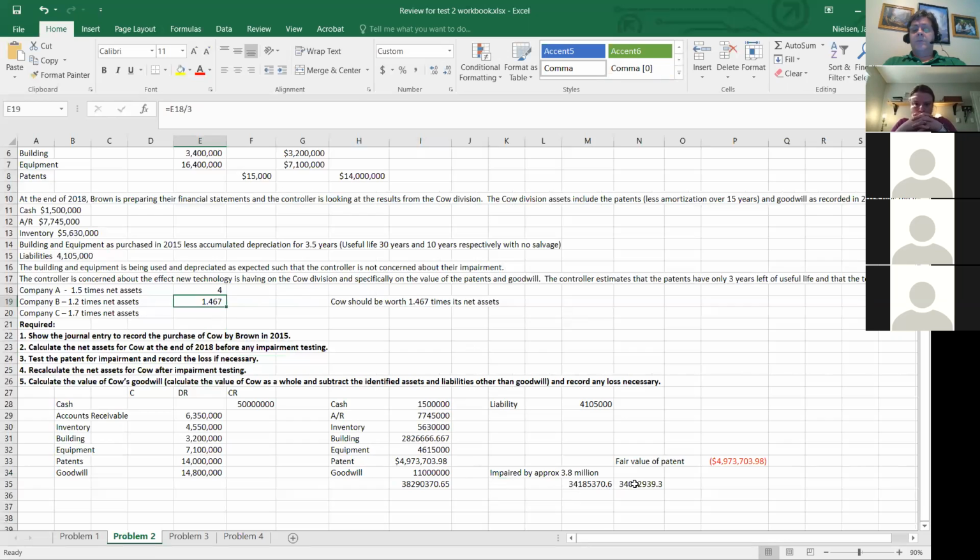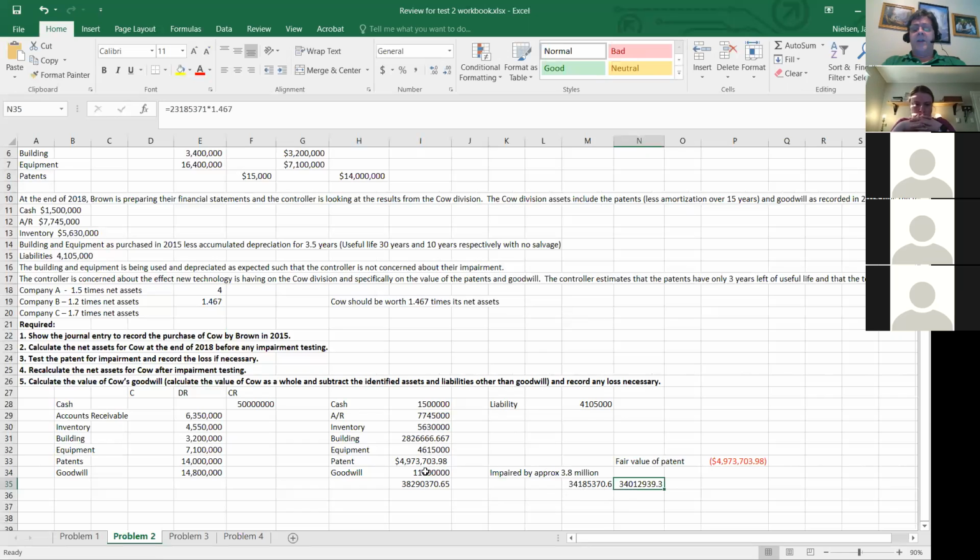We found that without any goodwill, we put this at 0, our net assets without it are about $23 million. According to this little formula up here, this 1.467, our lovely Cow is worth 34 million. So the goodwill is the difference between all these assets totaled up and the 34 million.